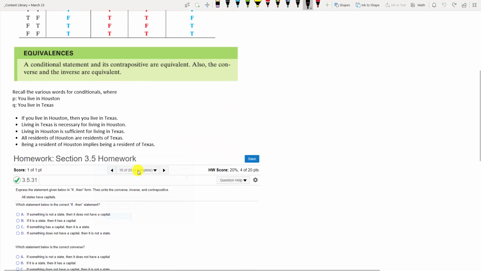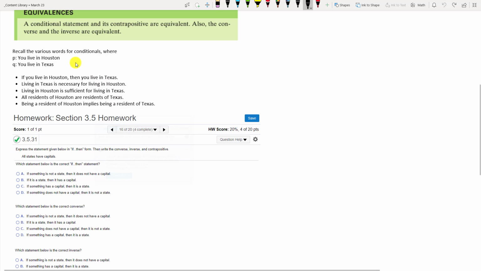Let's look at this example. We've talked about it before: P is you live in Houston and Q is you live in Texas. As an if-then statement, if you live in Houston, then you live in Texas, and that makes sense. We also learned there were varieties of a conditional statement, like necessary or sufficient, where you change the order. These different versions have nothing to do with the contrapositive, inverse and converse in this example. They are alternate ways of stating a conditional, so I don't want you to confuse the two.